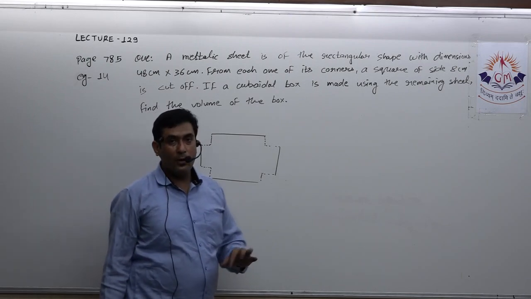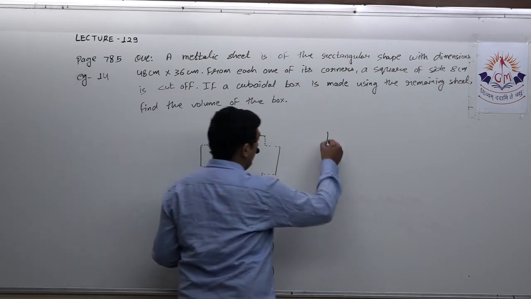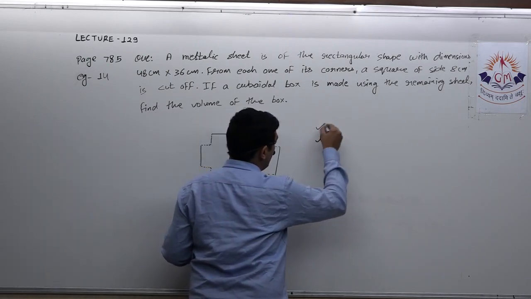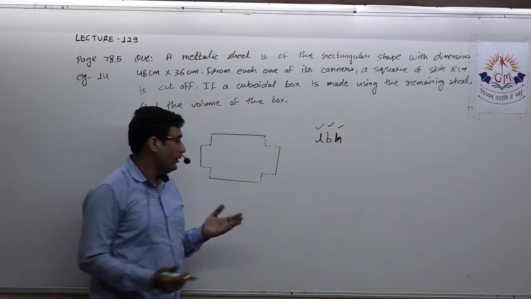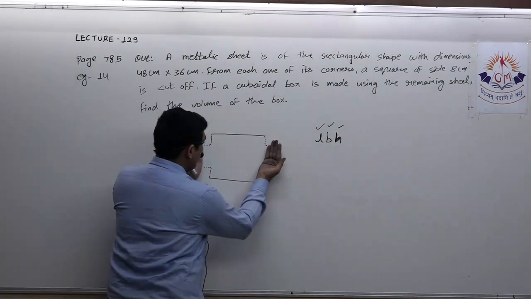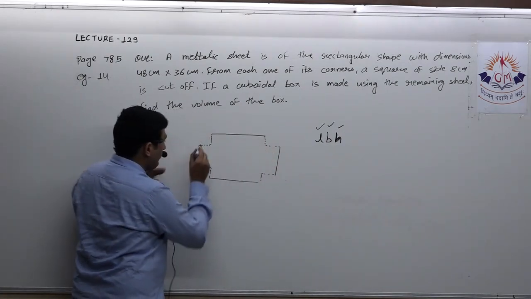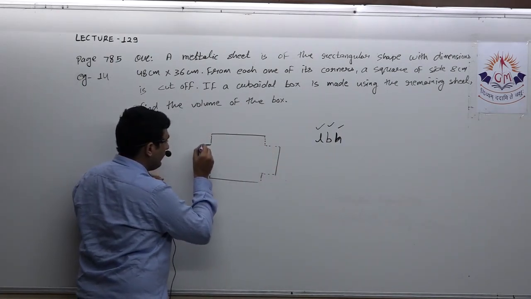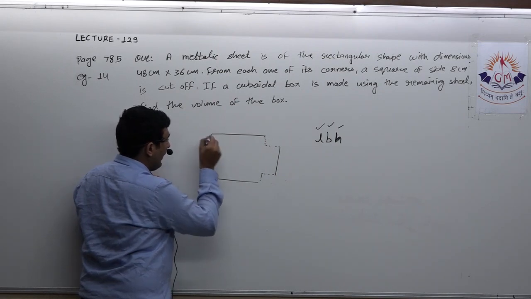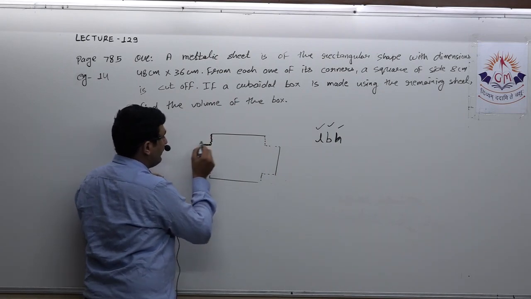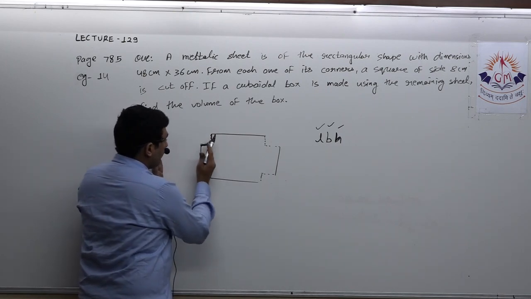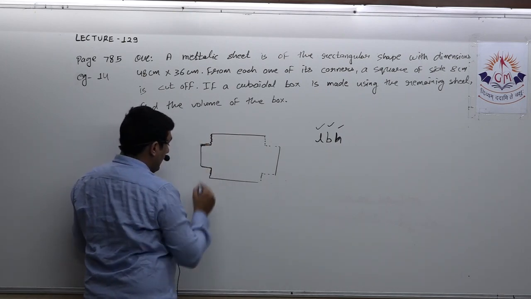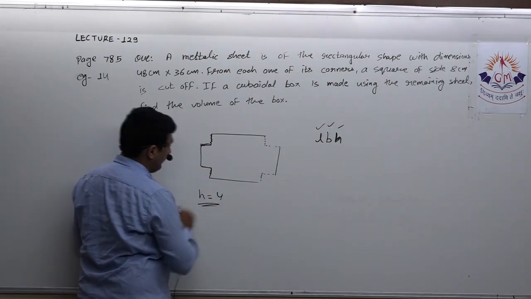Now for a cuboidal box, its volume, we know, is L into B into H. So in short, we have to find the length, breadth and height of that box. When these two come in this way, this is 4 centimeters, because the size of the square which we are cutting from each corner is 4. So height H will be 4.